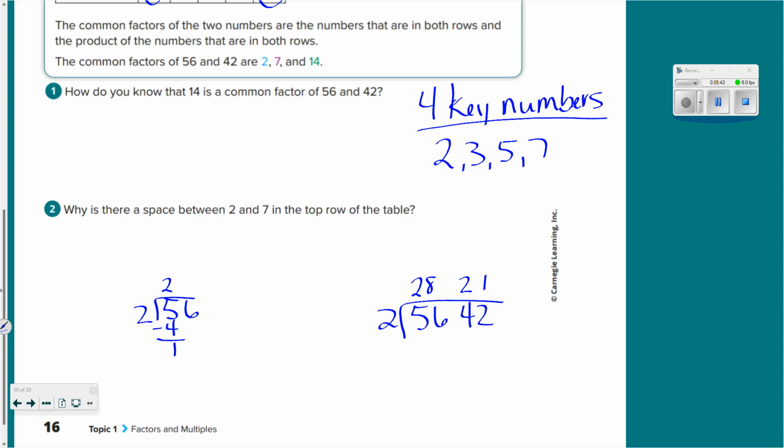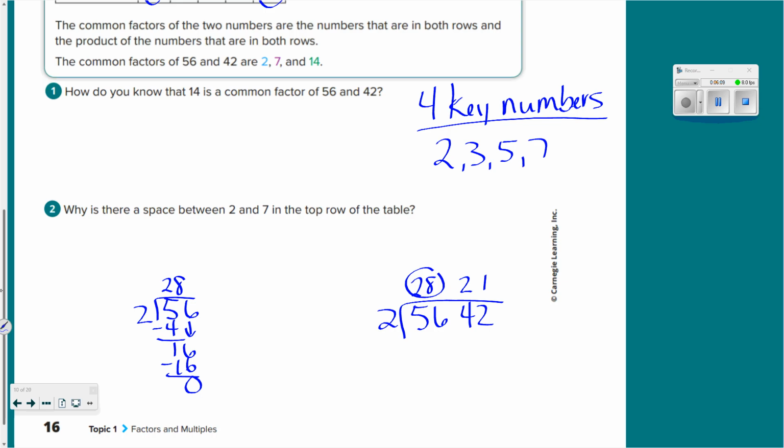Okay. Now I check again, 28 and 21. I divide both of them by 2. Can I divide 21 evenly by 2? No. I divide them both by 3. I divide both 2 plus 8, 10. Can I divide 10 by 3? I can't divide 28 by 3. Okay, can I divide them both by 5?